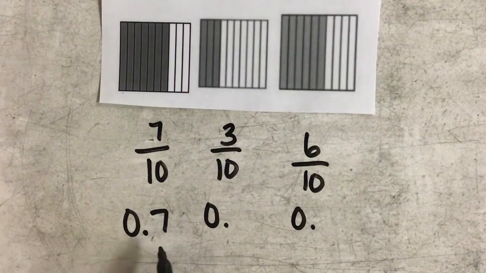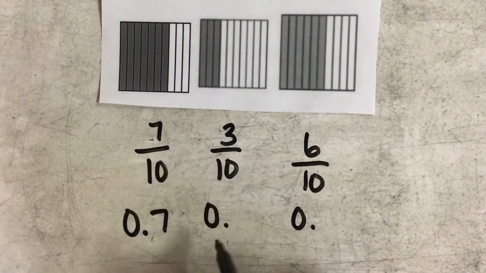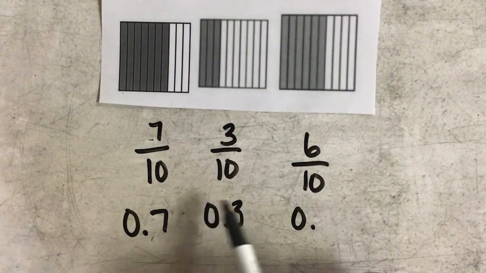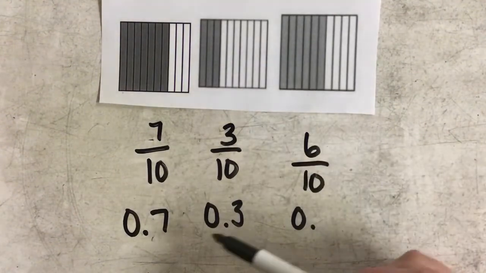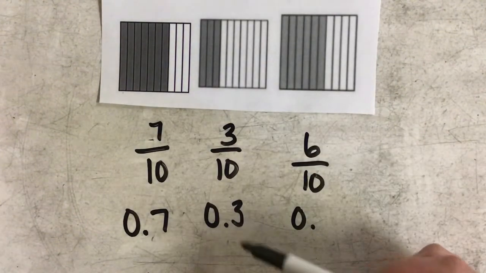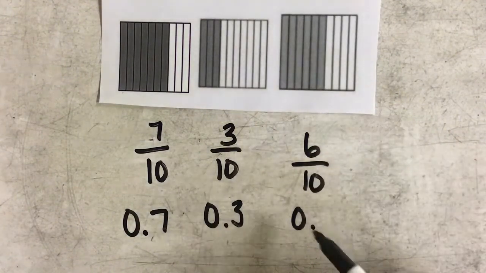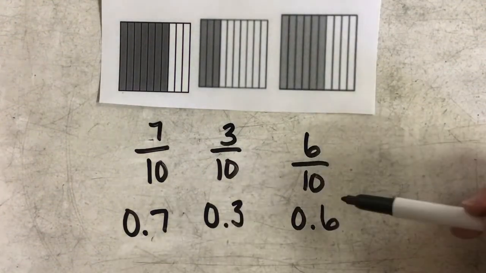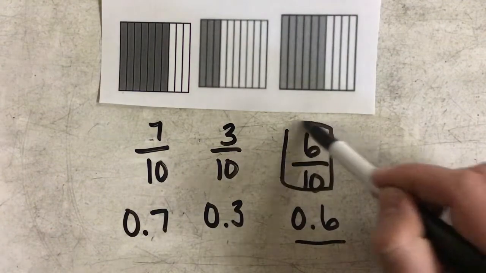But I would still read it the same way that I would read my fraction, as 7/10. Same here, 3/10 would be written as 0.3. But again, it's going to be read the same way as my fraction. This is 3/10, and this is also read as 3/10. And finally, the 6/10 would be written in the same way, 0.6. So this 6/10 is really the same as this 6/10.